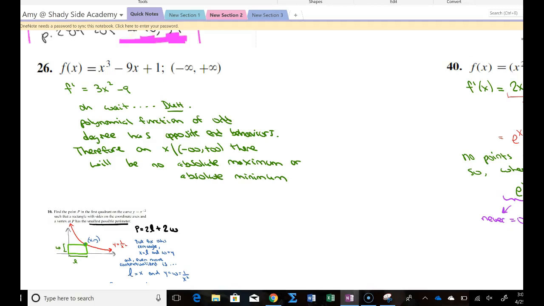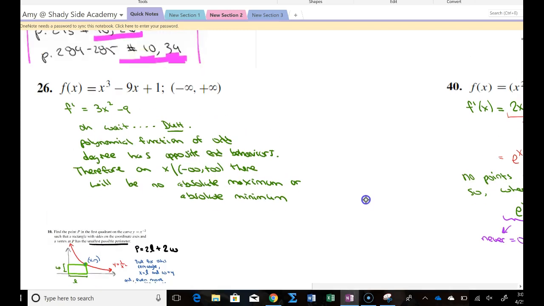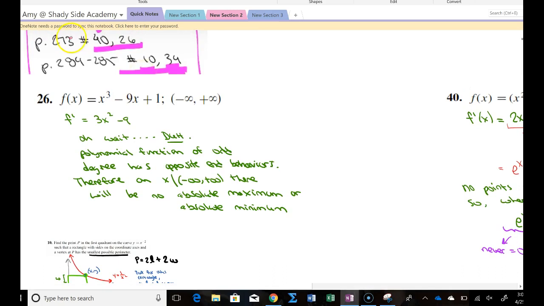Okay, hi everyone. On the way out, Arusha asked me to do the answers from the homework last night that we didn't get to go over in class today, and it was this homework. Page 273, 40, and 26, page 284, 85, 10, and 34. I only did one of these, okay?